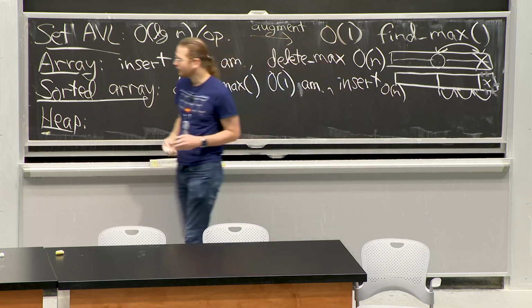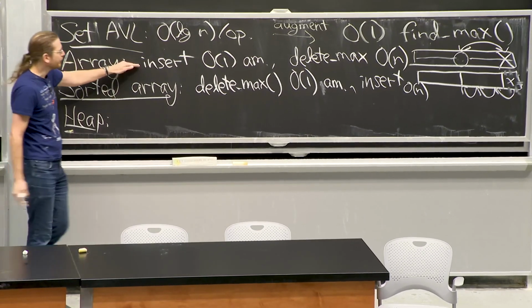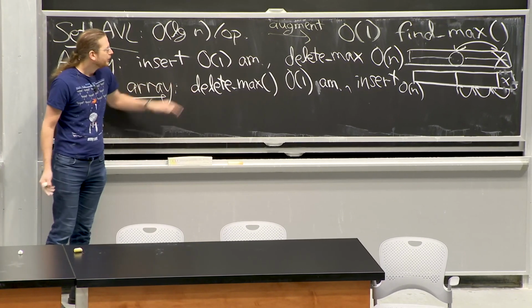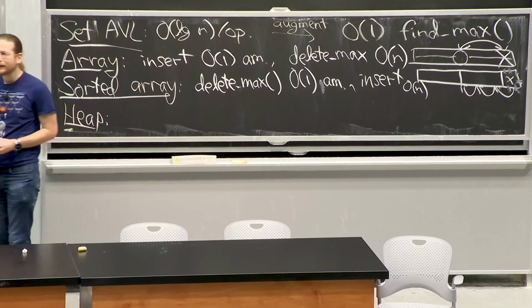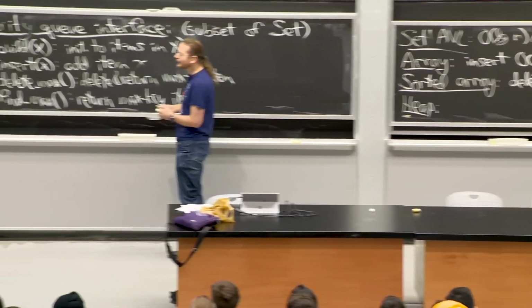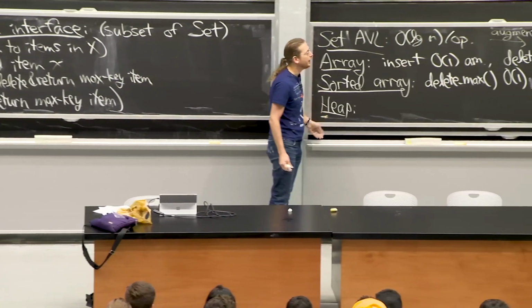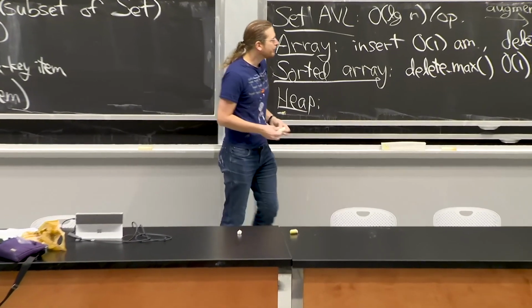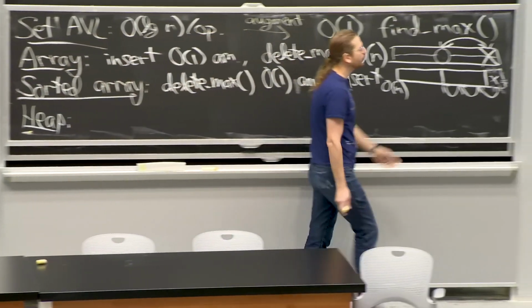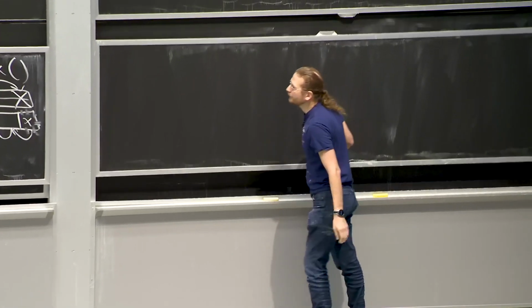And what we want is somehow the best of these two worlds. Insert is fast for array. Delete is fast for a sorted array. We can't get constant time for both, but we can get log n time for both. We already know how with set AVL trees. But we're going to see a different way to do it today. And the main motivation for a different way to do this is sorting.